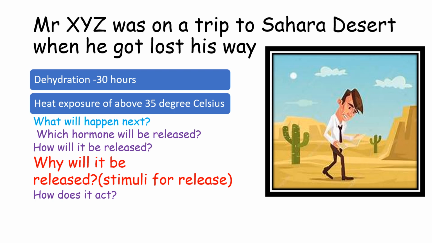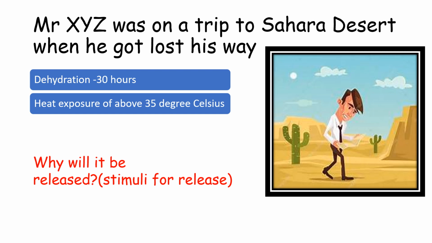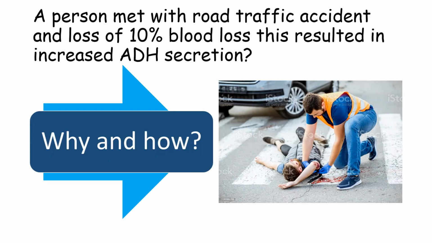So we are clear with all these questions. What we are left with is why it will be released. Let us talk about the situation where a person has met with a road traffic accident, as you can see, and he has lost a lot of blood, maybe exceeding 10%. And this, I say, has resulted in increased secretion of ADH hormone. So why do you think ADH is being released, and how do you think the ADH release is possible in this situation where there is a hemorrhage or blood loss?